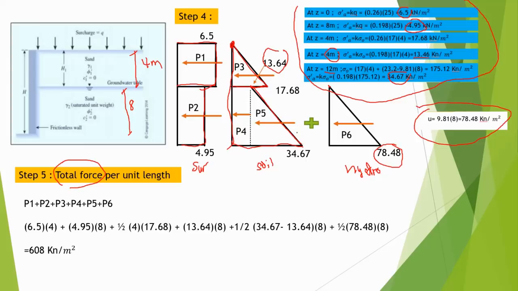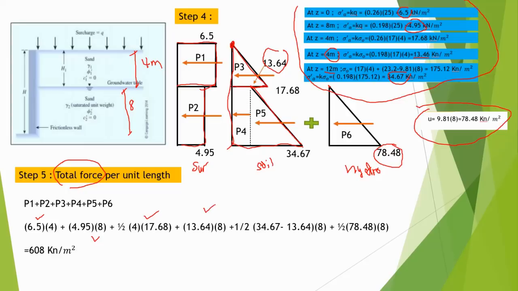So, you calculate the area. So, 6.5 darab dengan 4 meter panjang ni. Area square ni. 6.5 dalam x square ni, 4 dapat ni. And then area ni, 4.95 dengan ni, 8, settle. Area ni senang. Okay, settle. Area yang petak ni, berapa? So, ni 13, so 13 dapat dengan 8, settle.